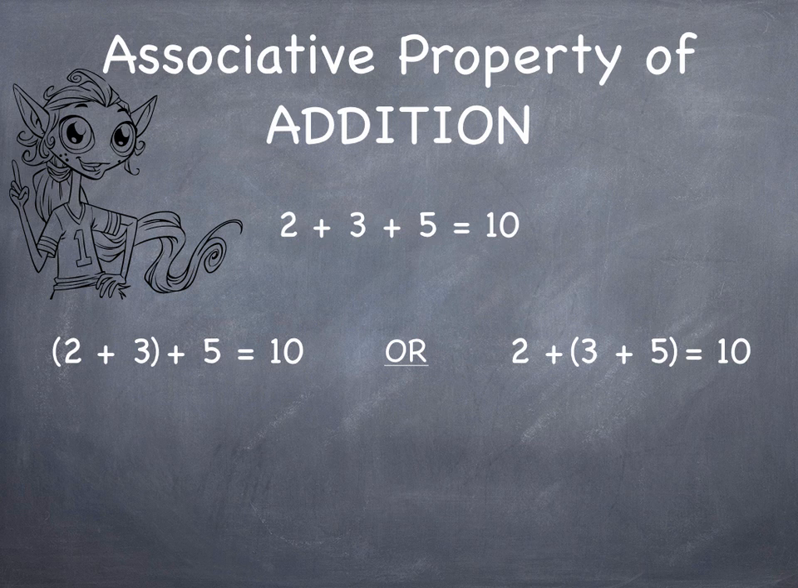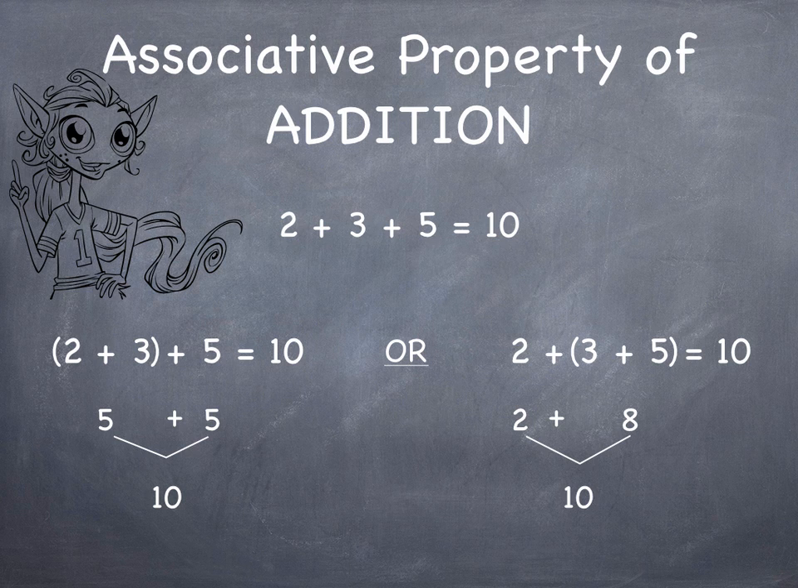Let's work our way from the left. If I group together the 2 and the 3, well, 2 plus 3 is 5. Remember, wherever you see the parentheses, do that first. So 2 plus 3 is 5. I still need to add on the other 5. And 5 plus 5, that's 10. So here's how we know it works. Working our way from the right-hand example, this time I'm grouping the 3 and the 5 first. Because they're inside the parentheses, I'm going to do them first. 3 and 5 is 8. I tack on the 2, and notice how we still get the same answer of 10.